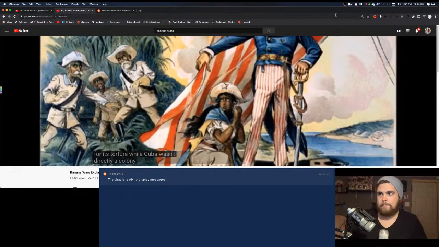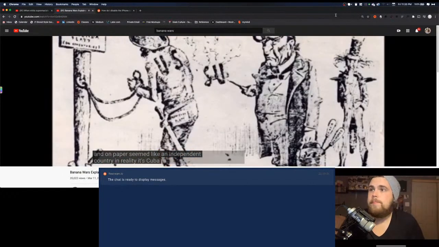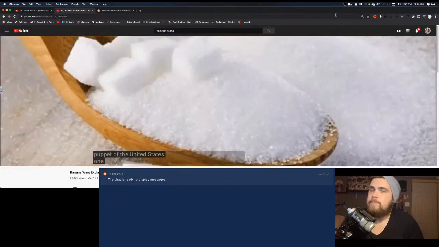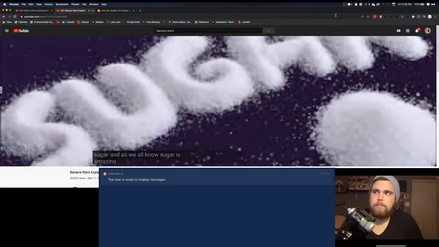Cuba wasn't directly a colony of the United States and on paper seemed like an independent country. In reality, Cuba was a puppet of the United States. One of the main exports from Cuba was sugar, and as we all know, sugar is amazing.